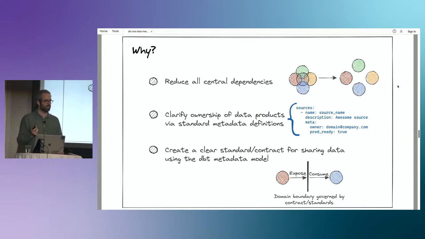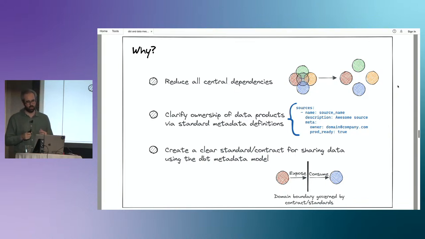So why DBT and data mesh? First question that we try to answer. First of all, we want to get rid of all central dependencies. The only central dependency would be a central data platform team, but we don't have dependencies on some other team that needs to expose certain data. We don't have the server repository that we were discussing before, where we still depend on a central team to maintain this repo and expose certain things. So we just get rid of all of this and we just say every domain is its own.